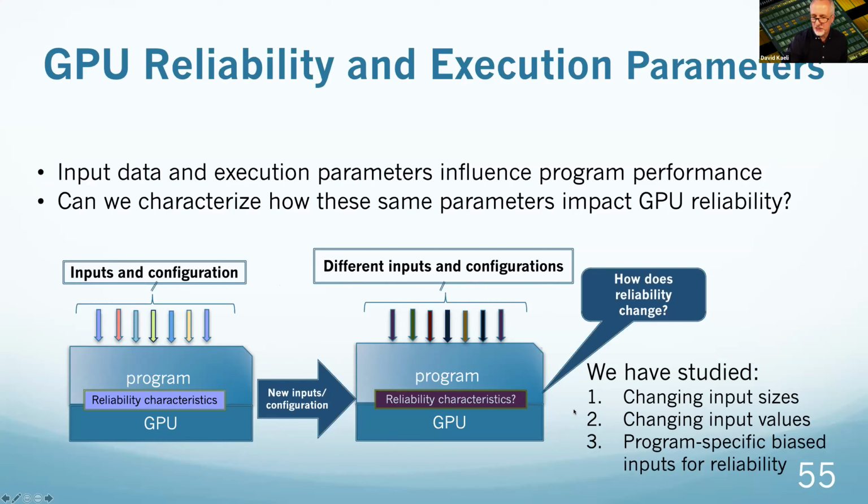So things we've studied: we've changed the input sizes, the size of the input programs. We've changed the input values, will all ones versus all zeros change the susceptibility of programs. We've done program-specific biased inputs for reliability. So we've looked at various things in terms of how much simulation we need to do. In the end, we're trying to limit the amount of simulation while still having high confidence in our estimates.